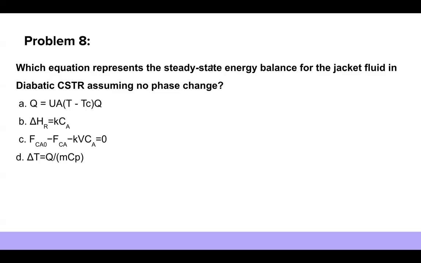So the equation represents the steady state energy balance for the jacket fluid in an adiabatic CSTR, assuming there is no phase change. So you know for a jacket fluid, this is the temperature equation, right? So UA, and then you have T minus TC. That's the difference between your jacket temperature and your reactor temperature, correct? So this is option A.